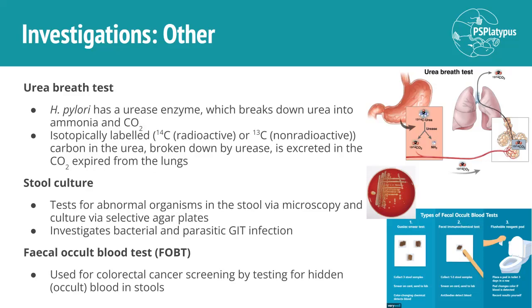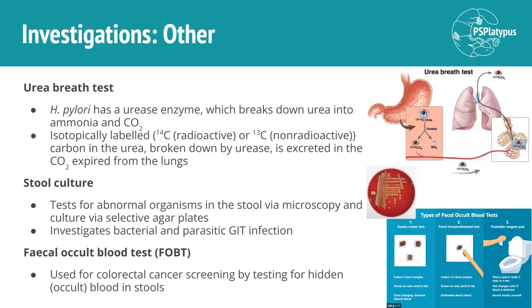So we give a patient urea to ingest, and that urea is isotopically labeled. So it might be carbon 14 or carbon 13. And then the H. pylori, if it's present, it produces a lot of this urease enzyme, which breaks down urea into ammonia and carbon dioxide. And then the carbon dioxide is excreted in the lungs. So you breathe it out, right?